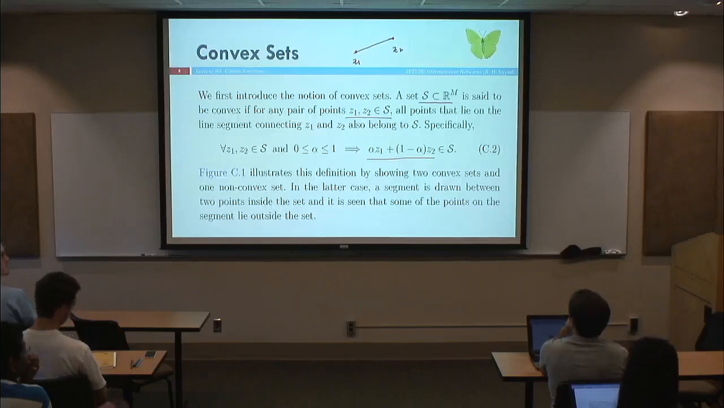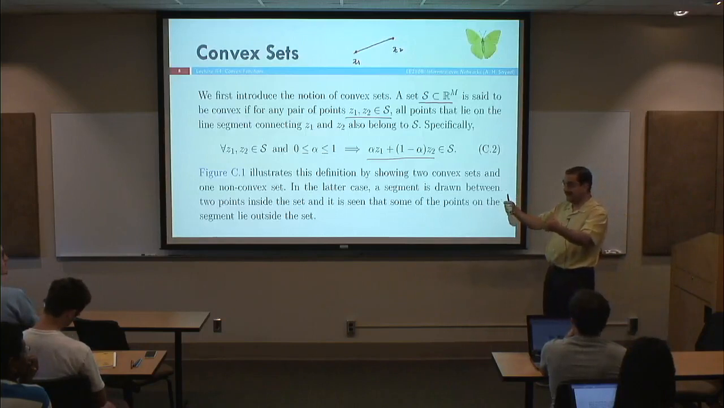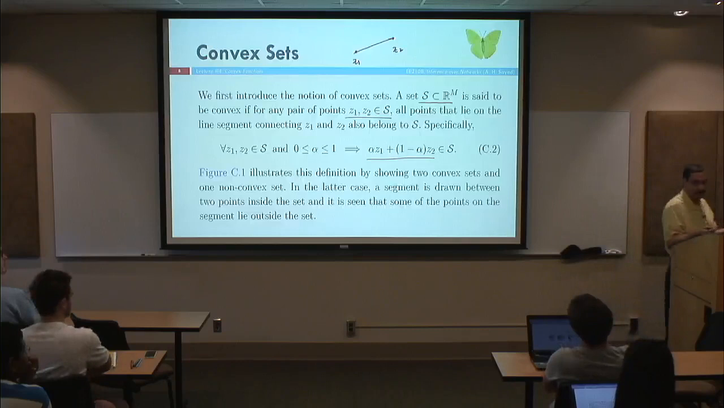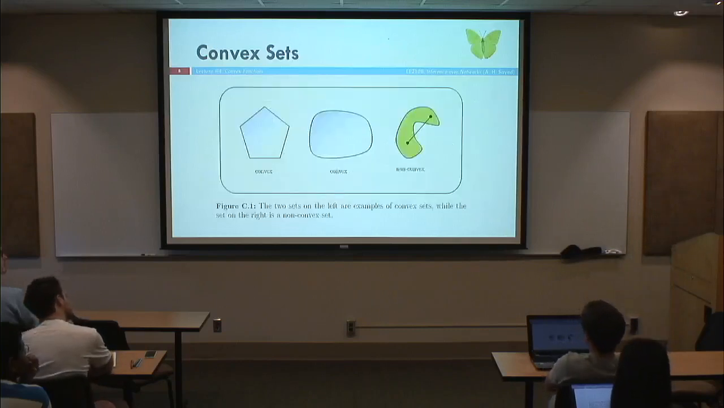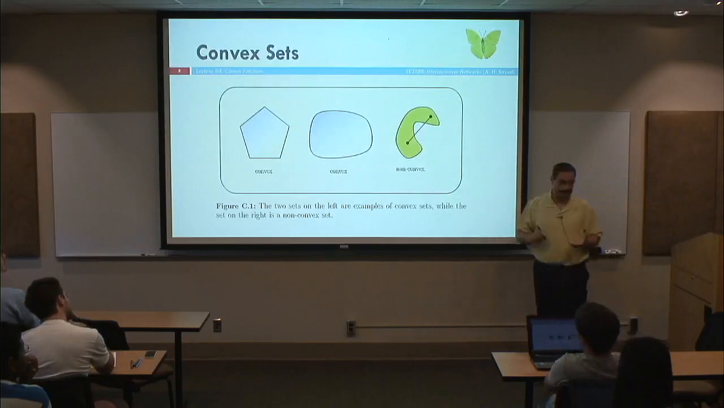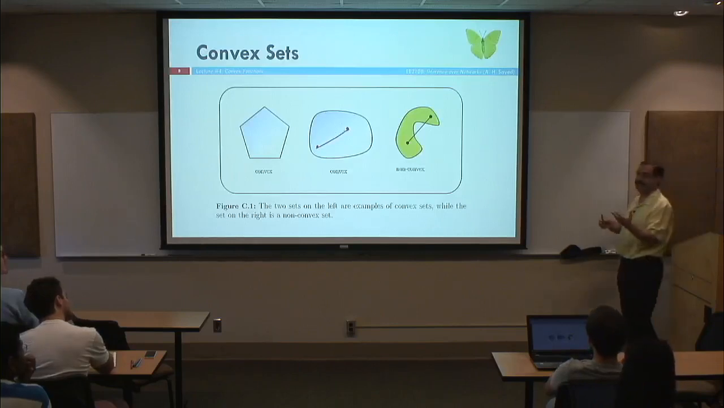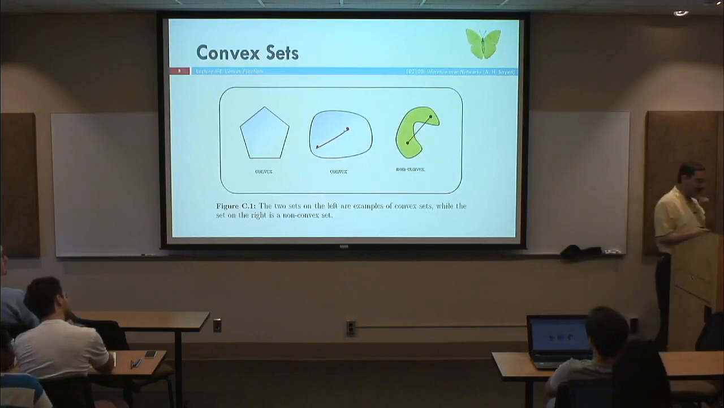And what this is saying is that if Z1 belongs to the set and Z2 belongs to the set, then if the set has the following property, any point in between belongs to it, it's a convex set, right? So this is a figure here. So the 2 sets on the left, they are convex sets. If you pick any 2 points and you join them by a line, all the points in between lie inside the set. So this is a convex set, okay?